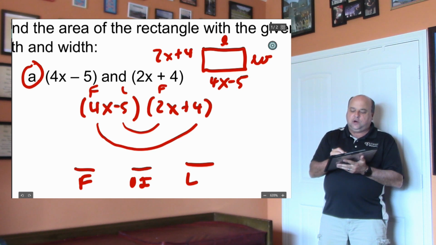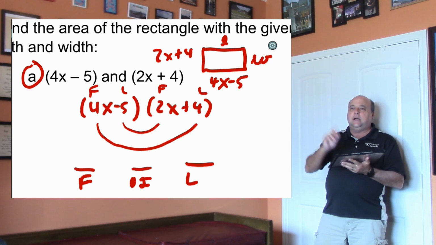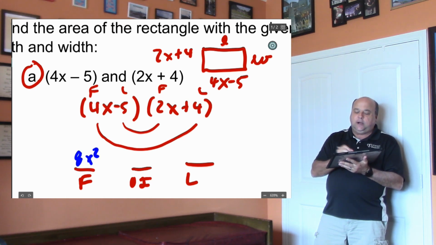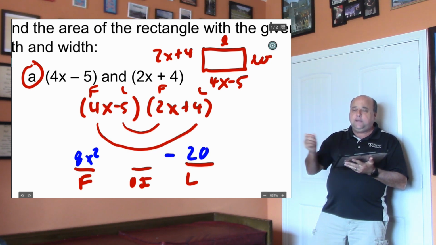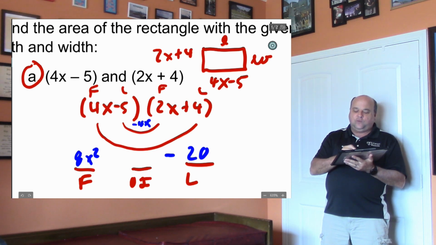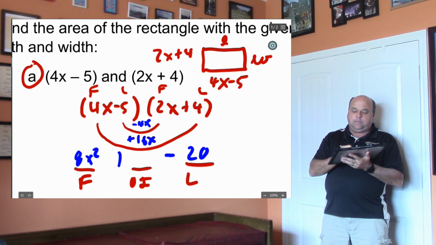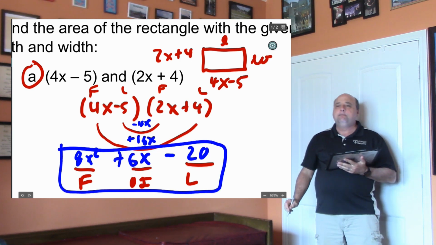First, last, right? So my first terms are 4x and 2x. I'm going to multiply those together. 4x times 2x is 8x squared. My last terms are negative 5 and positive 4. Negative 5 times positive 4 is a negative 20. Then I'm going to do my arches. Negative 5 times 2 is a negative 10x. And 4 times 4 is a plus 16x. Negative 10 plus 16 is a plus 6x. This right here would be my answer, okay?